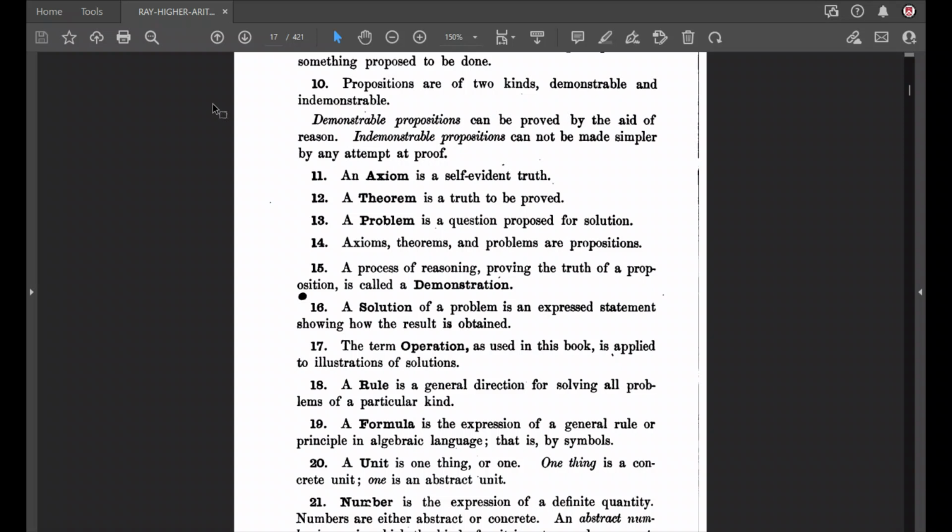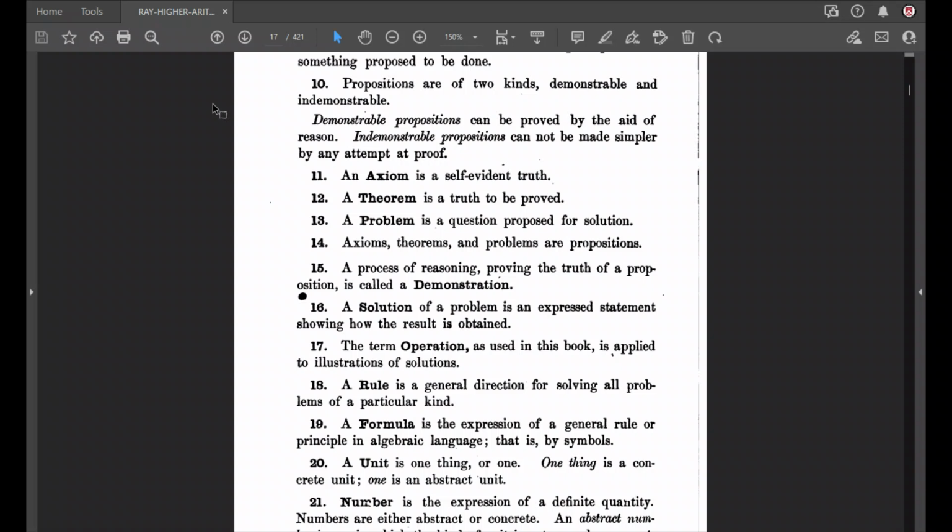So when someone asks, why do I need to study algebra? Algebra is to be understood as a way of communicating. Notice it says a formula is an expression of a rule in algebraic language. So the reason why we study algebra is so that we can understand algebraic language, because we have to understand algebraic language in order to read and understand formulas in modern sciences.